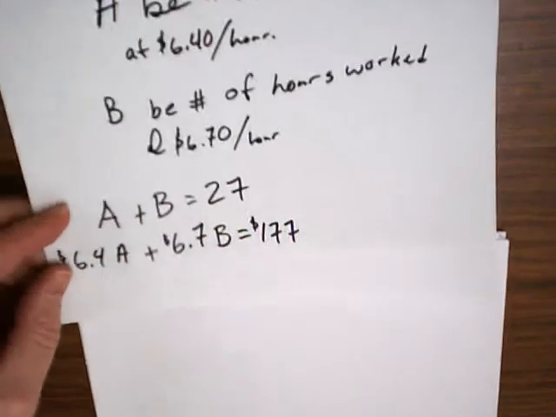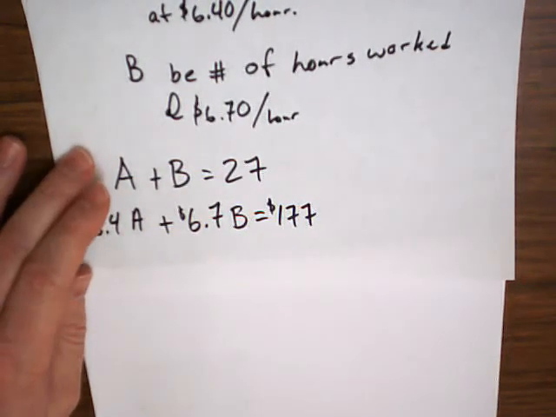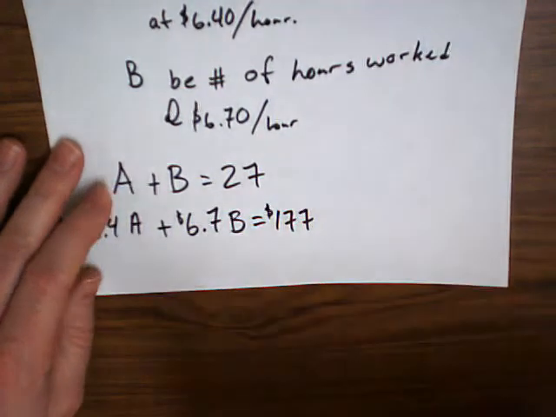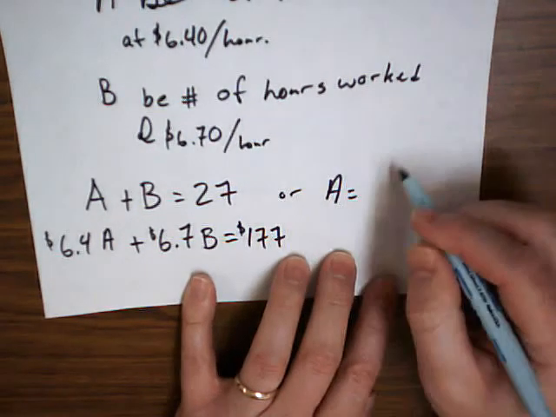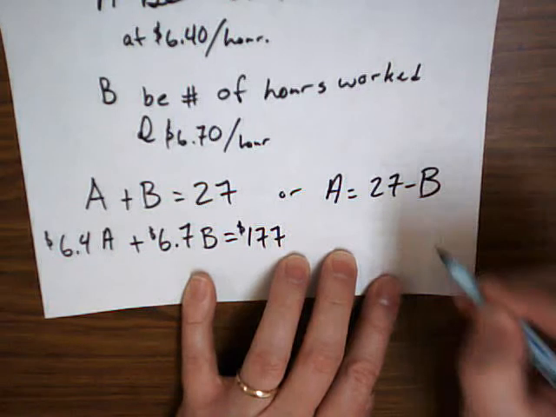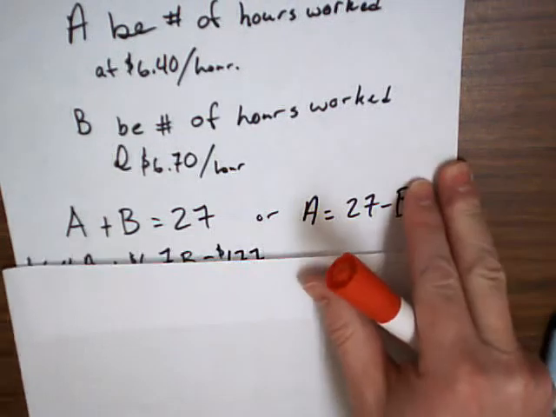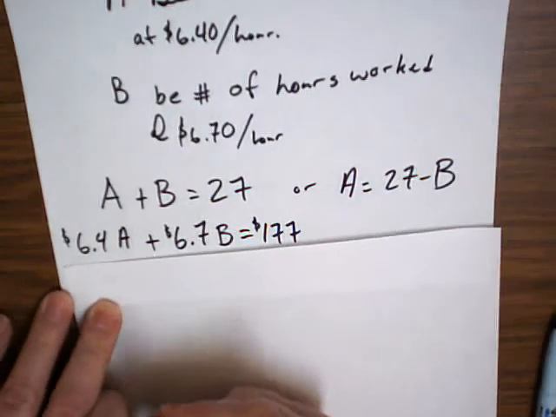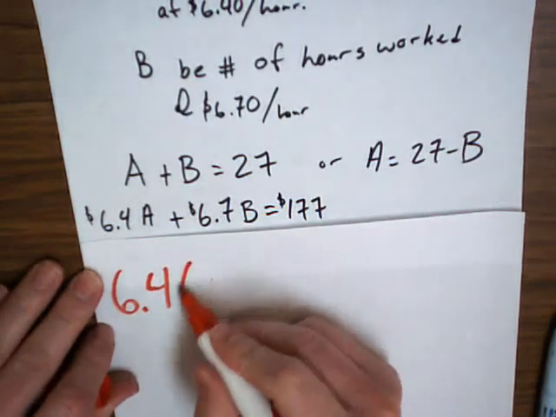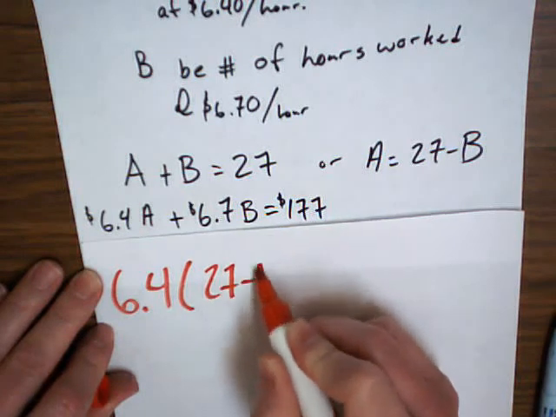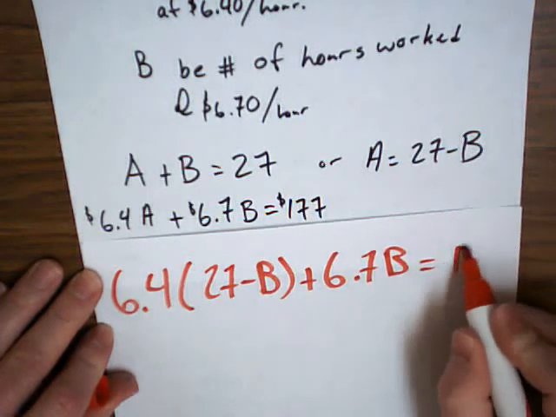But anyway, it's the same way, right? Solve for one of those variables, plug it back in. So which one do you want to solve for? Solve for A, so A equals 27 minus B. So I'll plug that back in for A. 6.4 times 27 minus B plus 6.7B is 177.